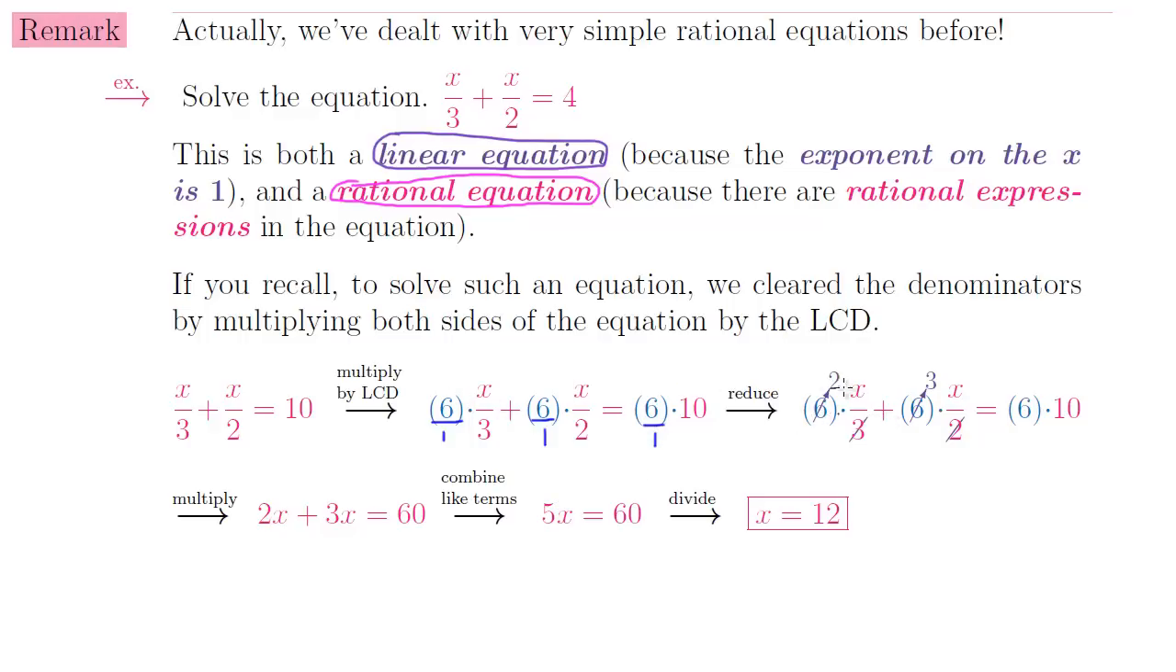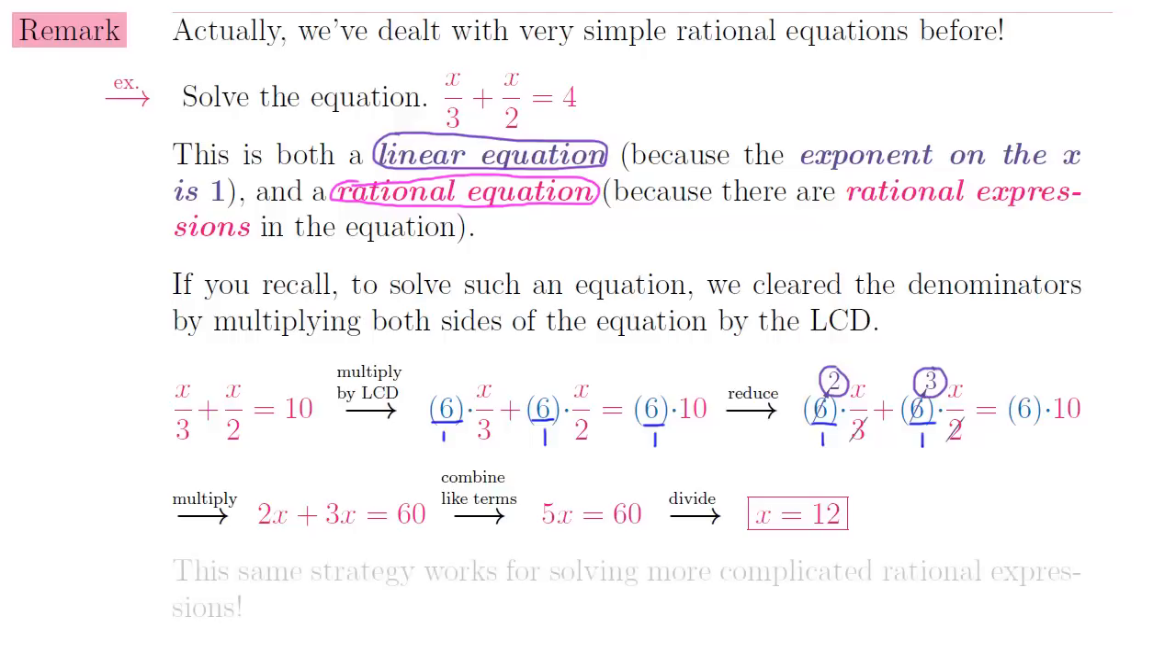Once we multiply by the LCD, we reduce. For example, 6 over 3, since the 6 is in the numerator, 6 and 3 reduce to 2. Same thing on the next fraction, 6 and 2 reduce to 3. And then we just have 6 times 10 here. That's easy to calculate. So finally we do our multiplication: 2x from the first term, 3x from the second term, 60 on the right side. Combine like terms, divide, and we end up with x equals 12.